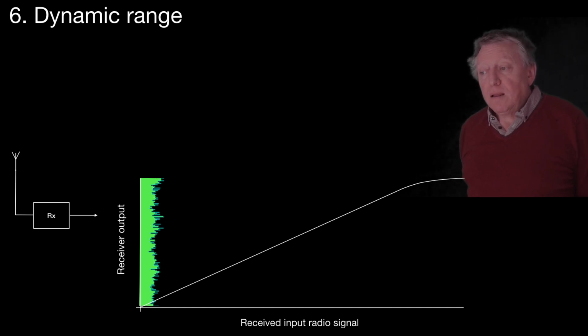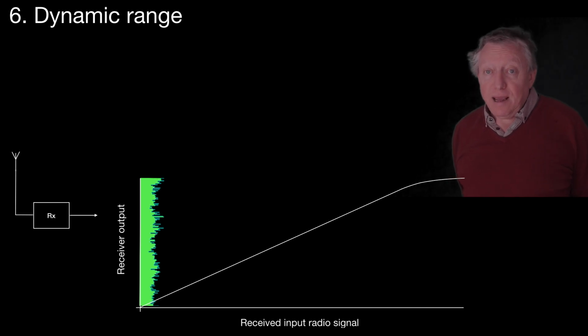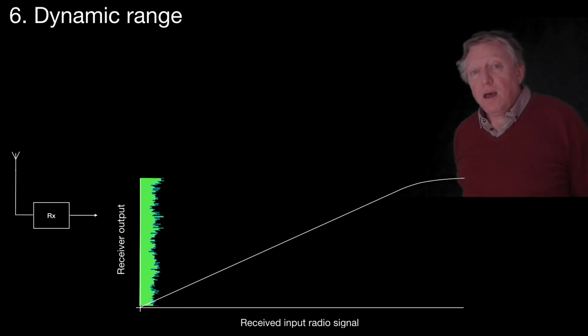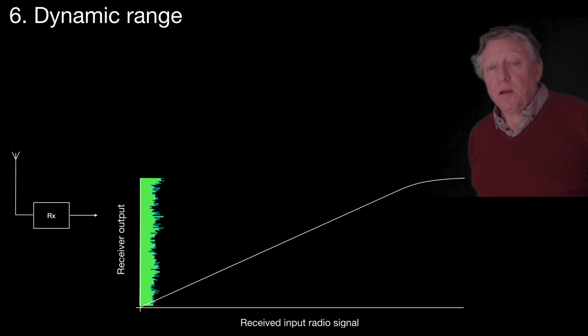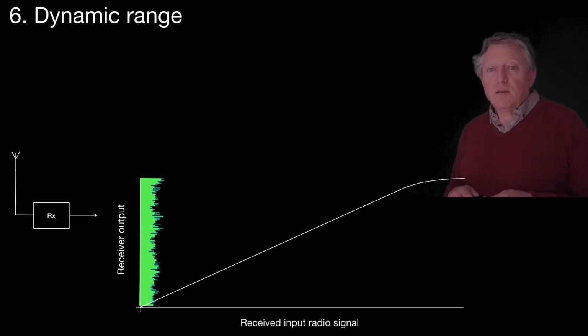But eventually the receiver will hit the top end of its dynamic range, and it will no longer increase the output linearly with increasing input. And because we don't have that linear translation of input to output, then we're going to see distortion added.